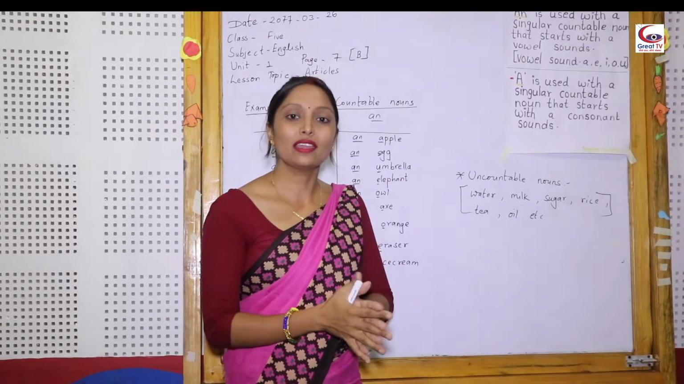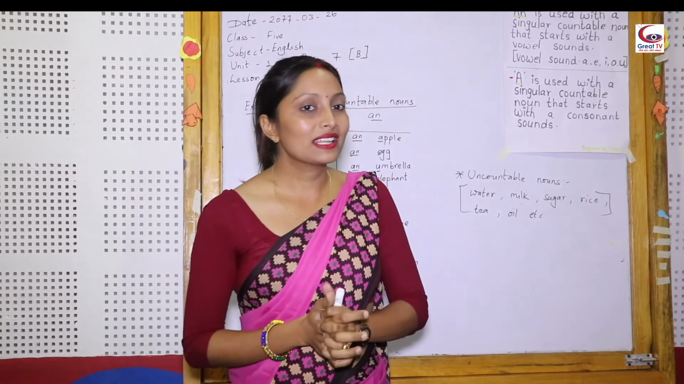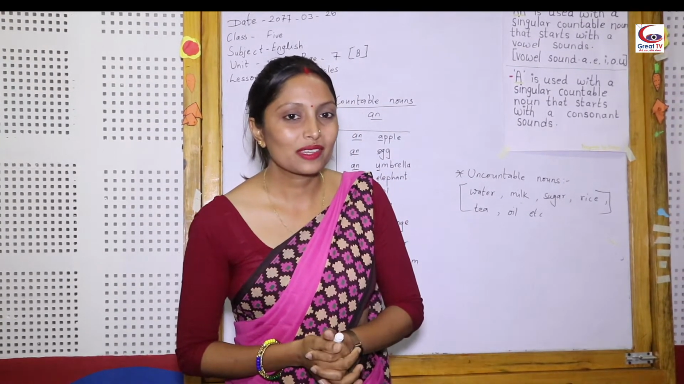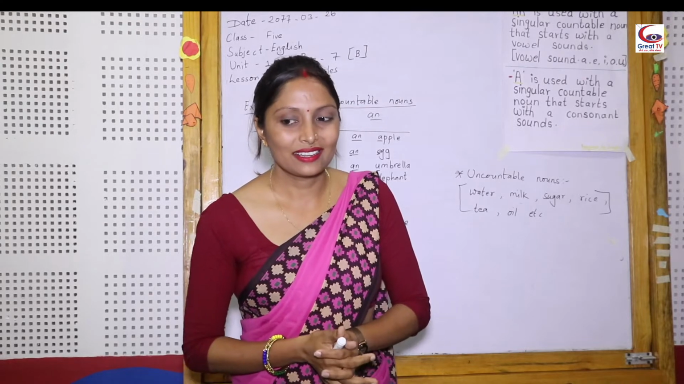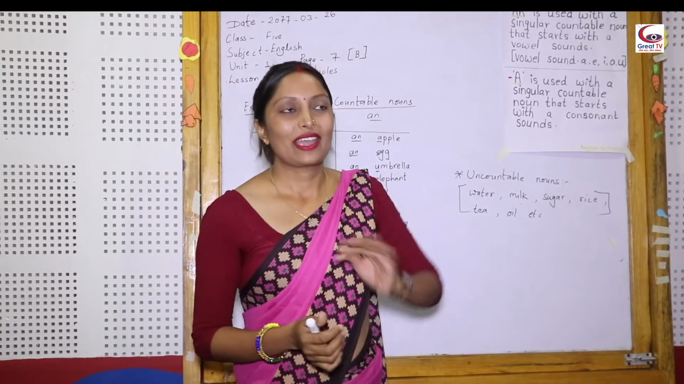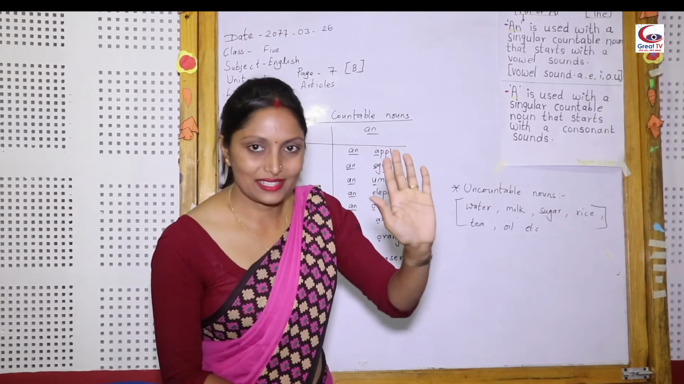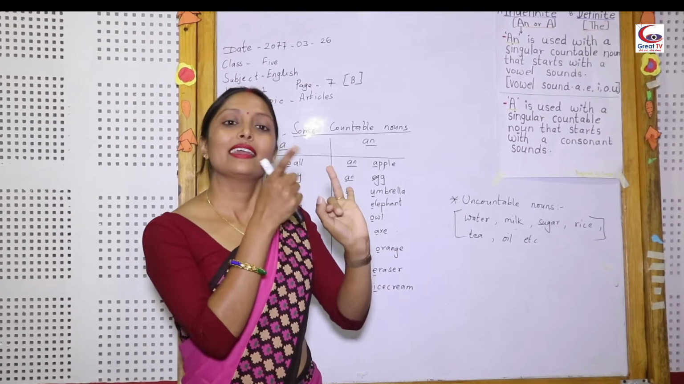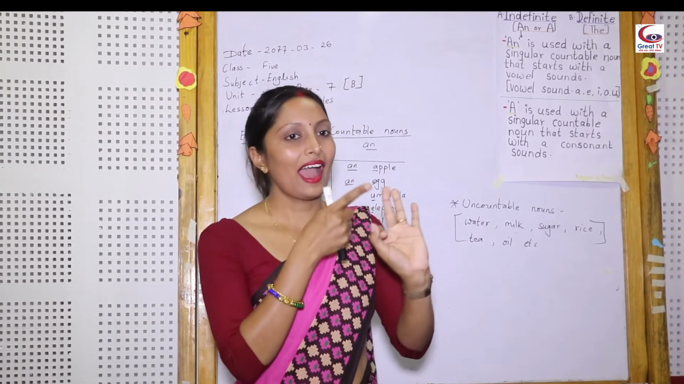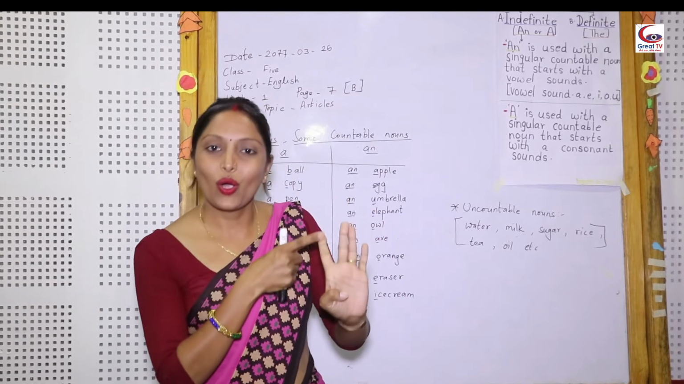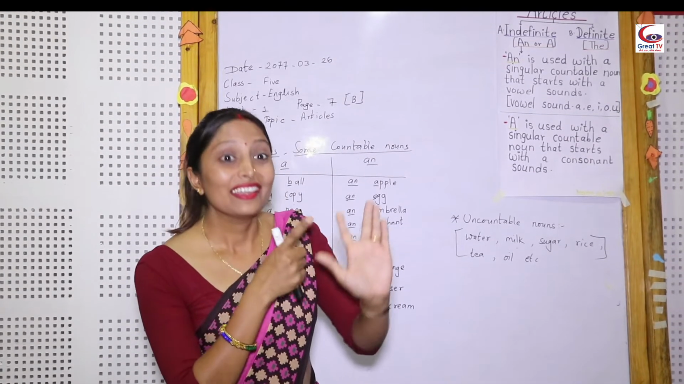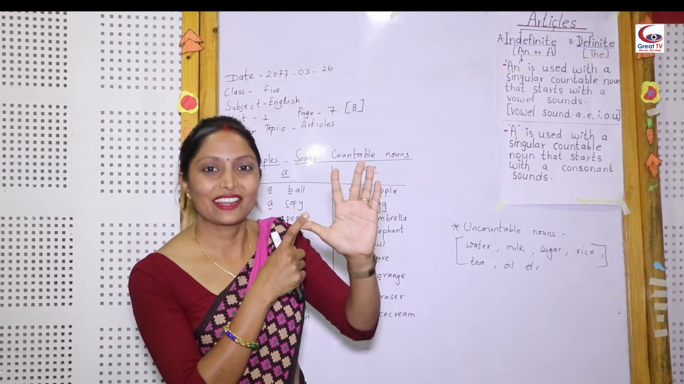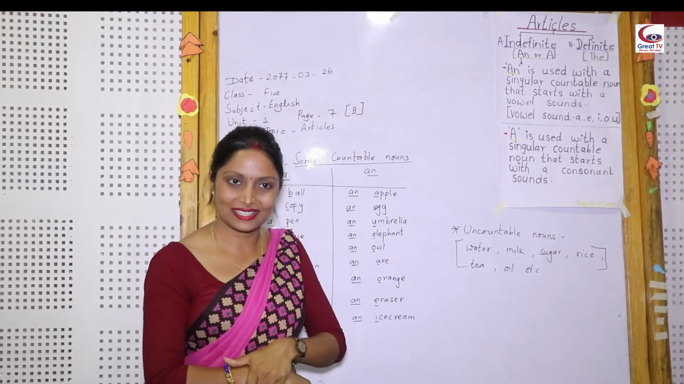I hope you know the vowels. Can you tell me how many vowels are in English? No? Okay, I tell you, 5 vowels. There are 5: A, E, I, O and U. There are 5 vowels in English.